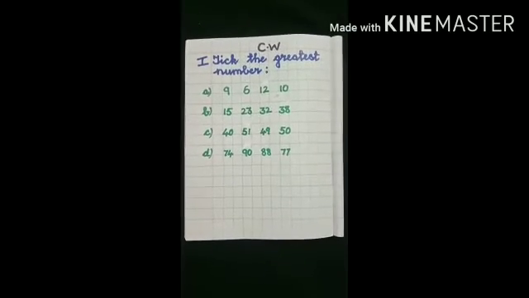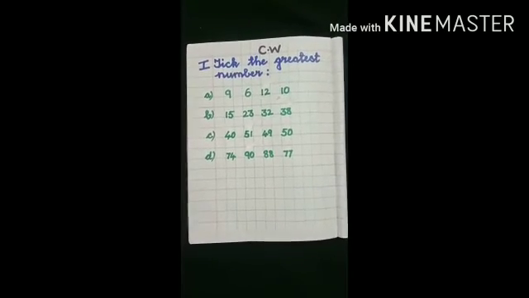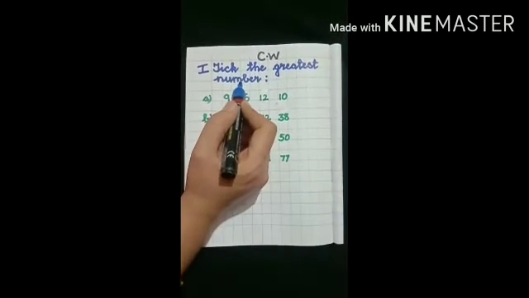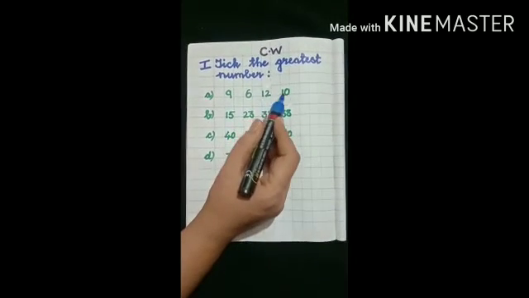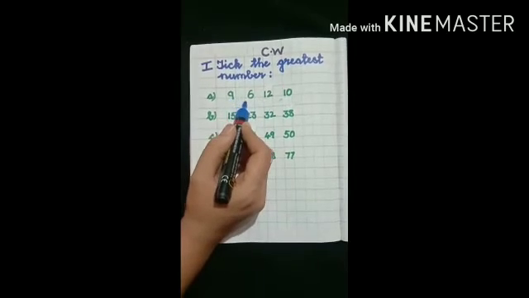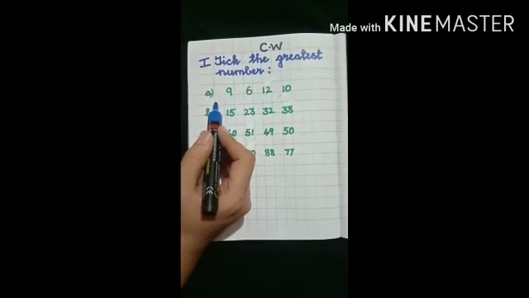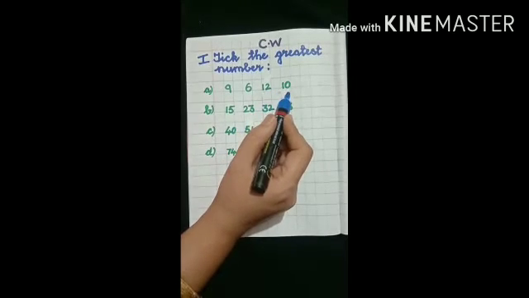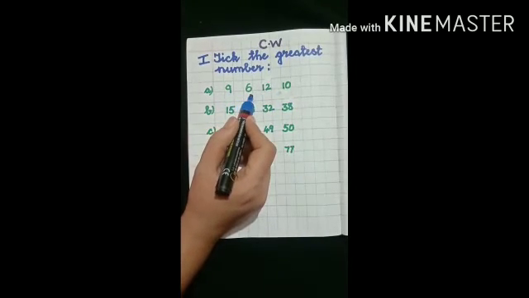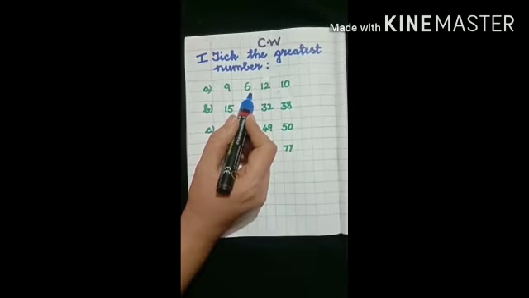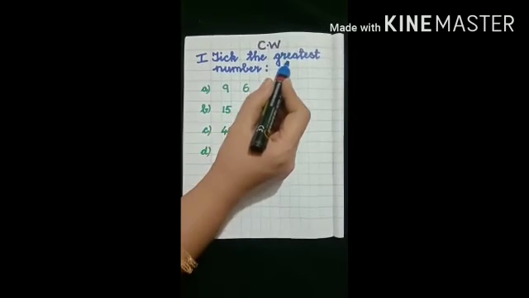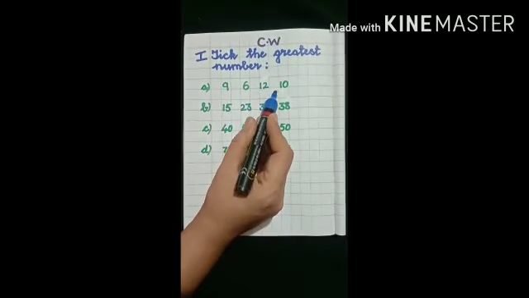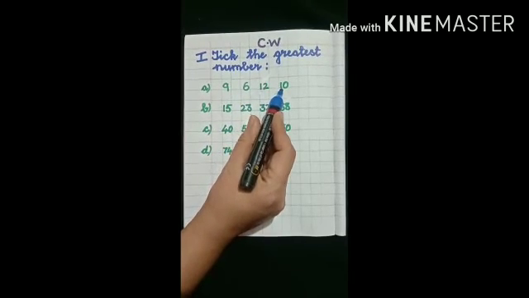Let us practice the numbers which I have already given in the classwork. Tick the greatest number. A two-digit number is always bigger than the one-digit number. Let us check. 9, 6, 12, 10. 9 and 6 are one-digit numbers. So, 9 and 6 cannot be the greatest number. You should check the two-digit numbers 12 and 10.